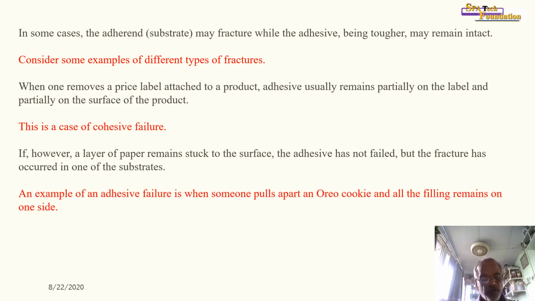An example of an adhesive failure is when someone pulls apart an Oreo cookie and all the filling remains on one side.